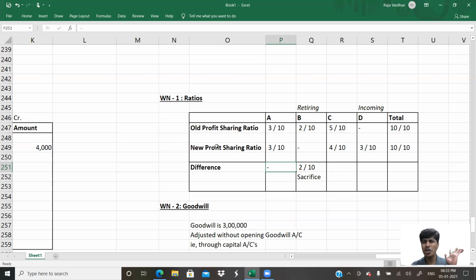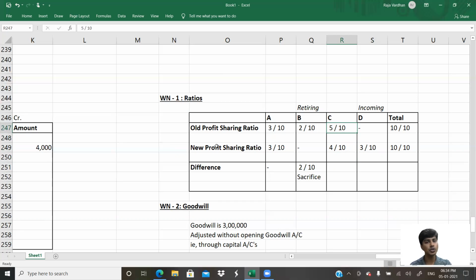Should A pay? A will not pay. Why? Whether B is retiring or D is coming, A is neither getting more nor getting less. A was getting 3 by 10, A will continue to get 3 by 10. B was getting 2 by 10, now he's not getting anything. He's sacrificing. When you sacrifice, you want your share of goodwill. So B will be receiving 2/10 of the goodwill amount. Sacrificing partner will receive, gaining partner will give. You get that? Yes. Okay, come on.